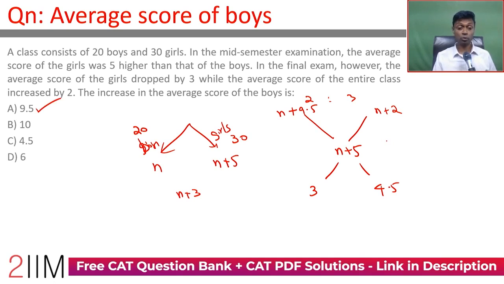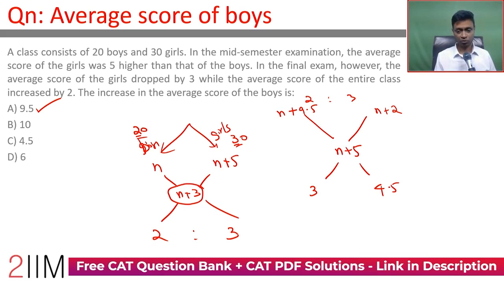One wonderful question, beautiful question, done with the approach of alligations. And so what are we doing here? Initially, the boys to girls ratio is 2:3. So boys were n, girls were n plus 5. The difference between these two numbers is 5, so it gets split as 2 and 3. So this should have been n plus 3. N plus 5 minus n plus 3 is 2. N plus 3 minus n is 3.